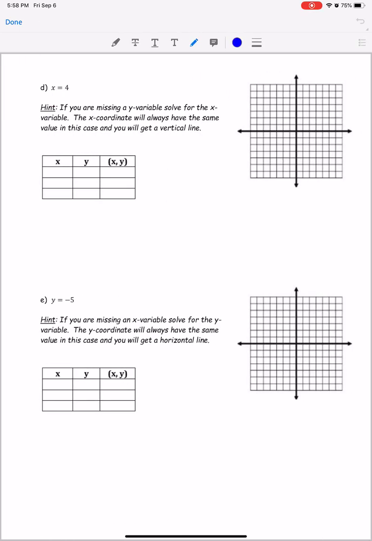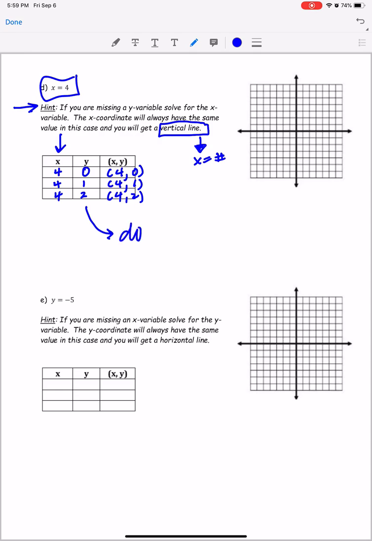D, we got x is 4. So my helpful hint here says if you are missing a y variable, solve for the x variable. The x coordinate will always have the same value in this case, and you will get a vertical line when you have x equals some number. So if this equation here is telling me x is 4, then down here I am putting that x is 4. Now if there's no y in this, it does not matter what I plug in this y column. So pick the easiest things. Let's go with 0, 1, 2. This means I got 4, 0, 4, 1, 4, 2. It does not matter what you put in this column here.